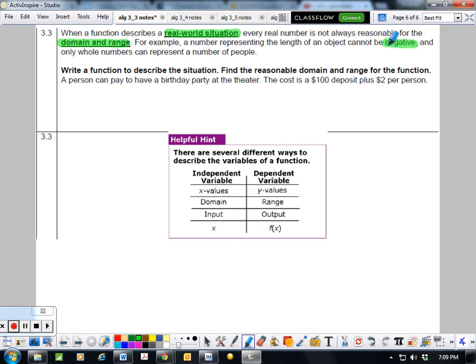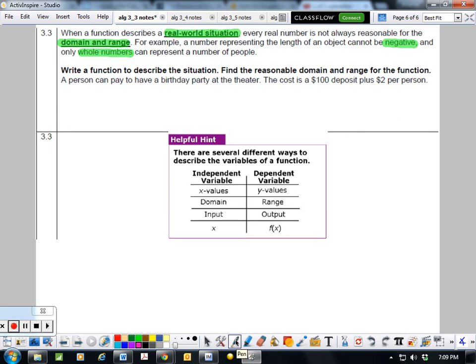So you have to be careful about those negatives, and you also have to be careful of those discrete graphs. Like, you can't really have half a person. Even if a person's missing their legs, they're still a person. Don't degrade them by saying they're not a person. So those are something that when you think about this domain and range stuff, that you need to think about the situation. So like whole numbers can only represent a number of people.